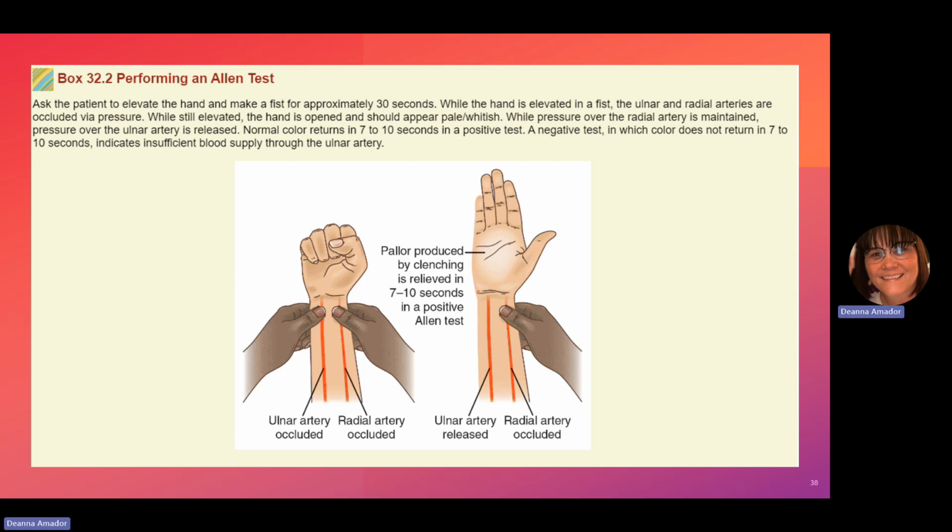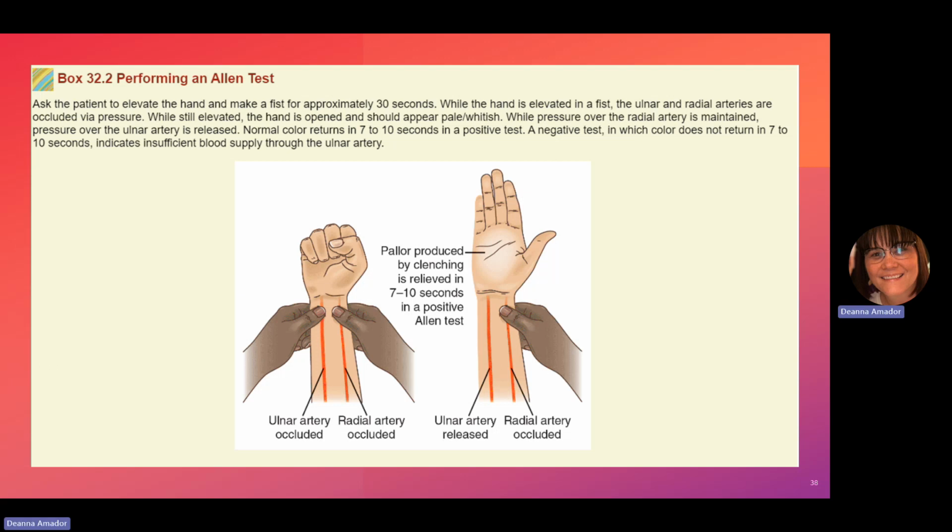Those of you who want to know. So before insertion of a radial arterial line, since that's going into an artery, it's important to make sure that the person that's putting in the line will do what's called an Allen test to make sure that their ulnar artery has good flow. So this talks about how they have the patient perform an Allen test.